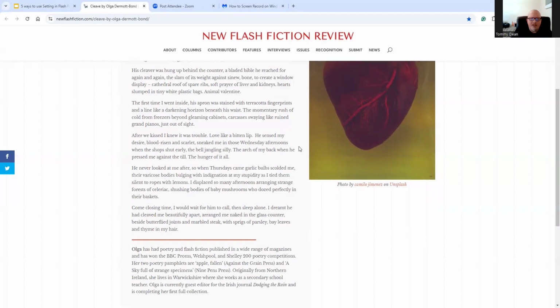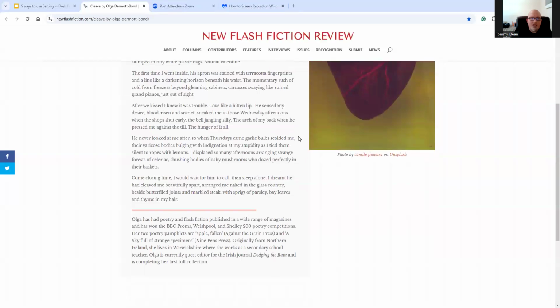The first time I went inside, his apron was stained with terracotta fingerprints and a line like a darkening horizon beneath his waist. The momentary rush of cold from freezers beyond gleaming cabinets, carcasses swaying like ruined grand pianos just out of sight. After we kissed, I knew it was trouble, love like a bitten lip. He sensed my desire, blood risen and scarlet, sneaked me in those Wednesday afternoons when the shop shut early, the bell jangling silly, the arc of my back when he pressed me against the till, the hunger of it all.